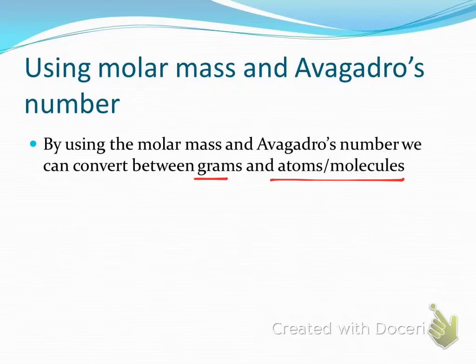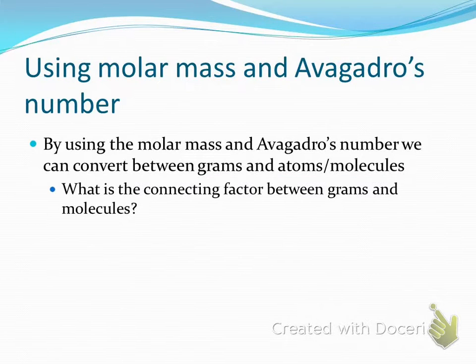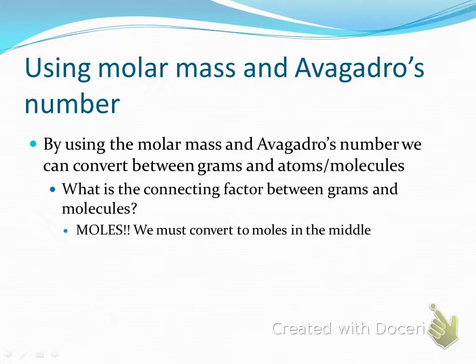So if we know that we can convert between grams and moles using molar mass, and we know we can convert between moles and molecules using Avogadro's number, what's the middleman between grams and Avogadro's number? Moles, right? That has to be the connector between those two things. So there's no way that we can convert directly, in one step, from grams to molecules or grams to atoms. Moles has to be our middleman here.